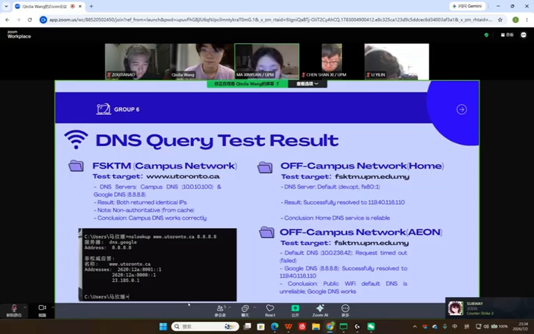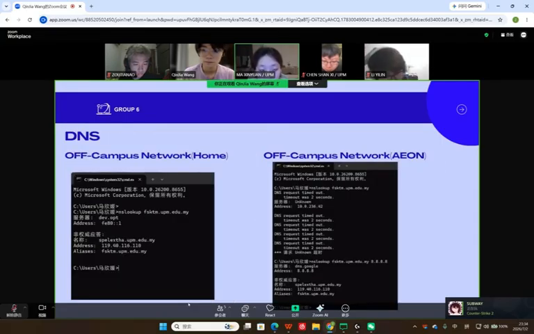Next. Then these two pictures are the results for DNS of the campus network, home and public Wi-Fi. That's all.